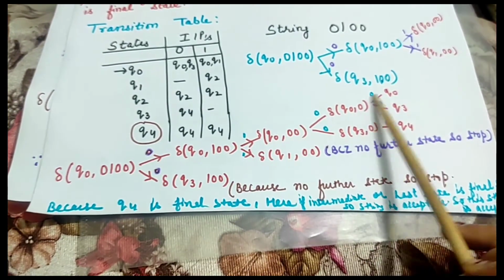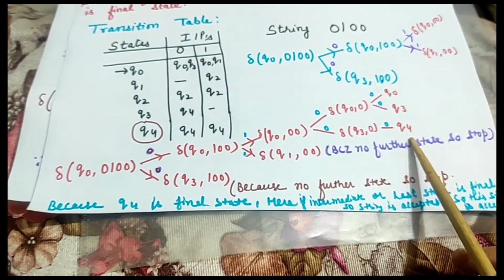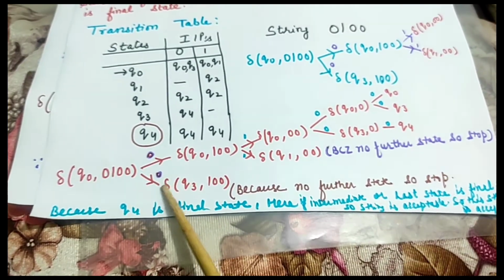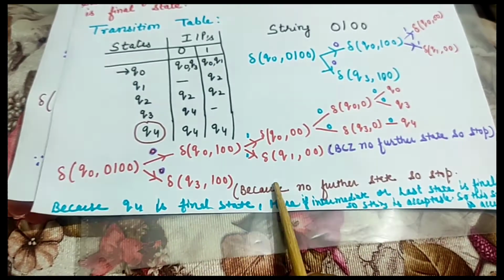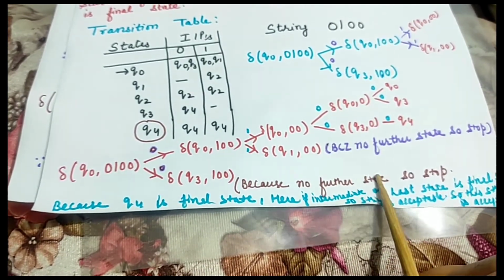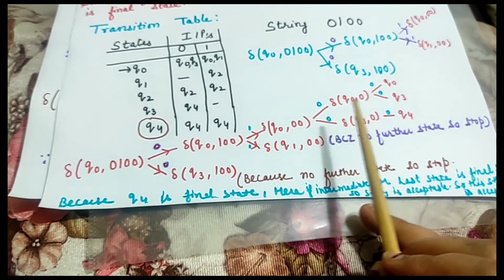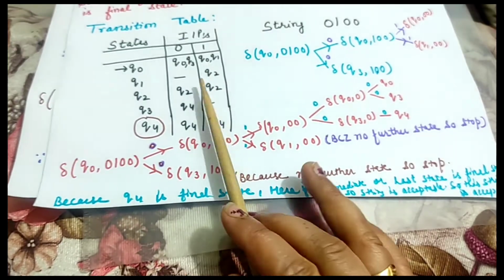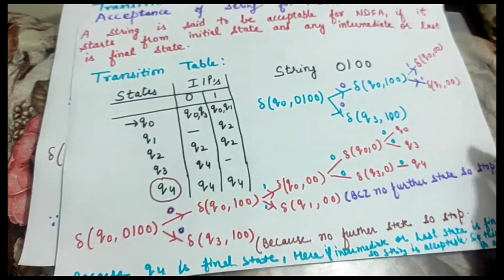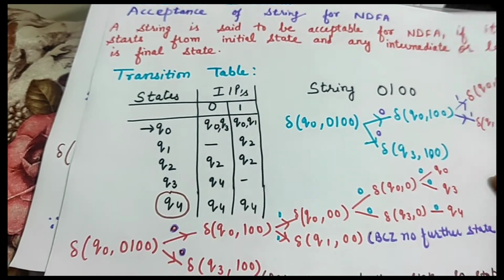Now, according to these transitions, we check that Q4 is a final state in this transition table. So, according to this transition, here we get the Q4. Q4 is either at the final stage or any intermediate stage. In case of the NDFA, the string is said to be acceptable. So Q4 comes in this example as a final state. So this string is acceptable by this NDFA. This is the example of acceptability of the string when the transition table is given.